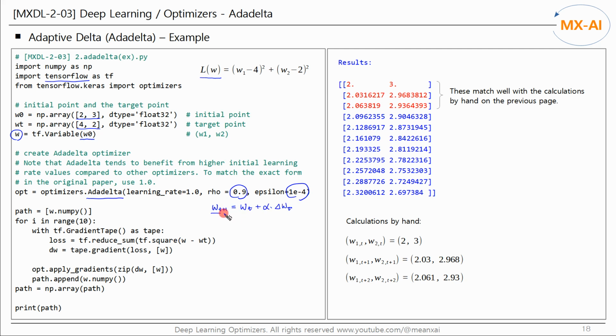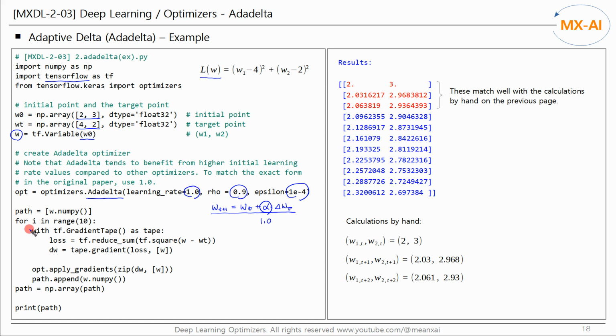However, TensorFlow uses this formula to update parameters, so you can additionally specify the learning rate alpha. If you specify a learning rate of 1.0, it behaves the same as Adadelta in the original paper. Here we set the learning rate to 1.0.